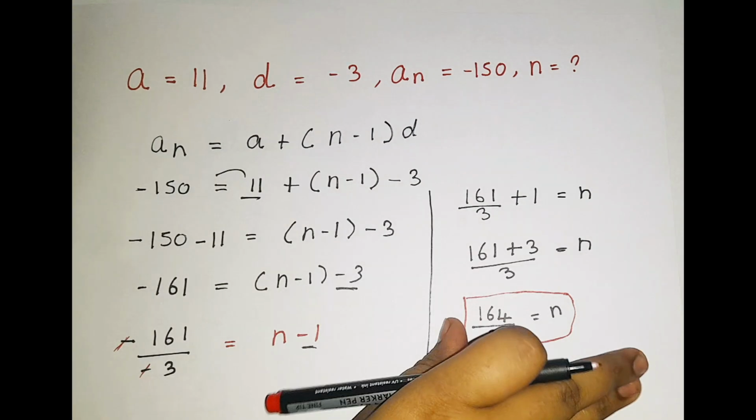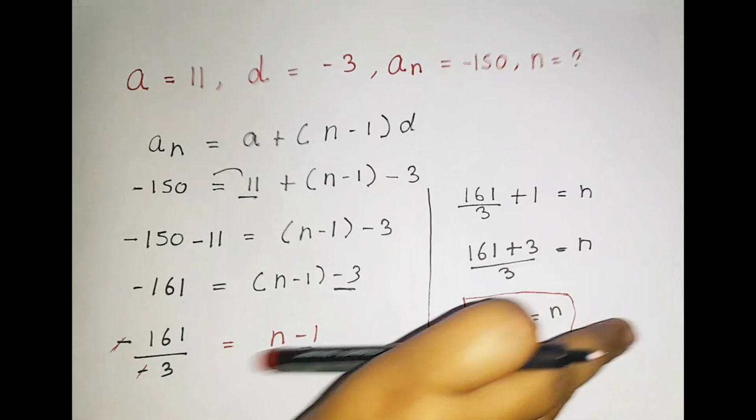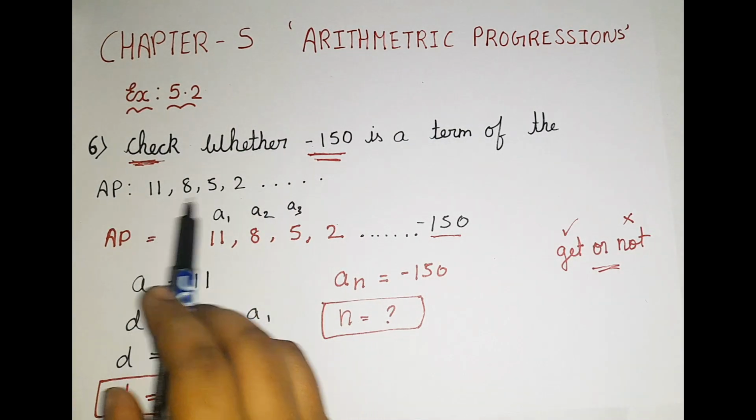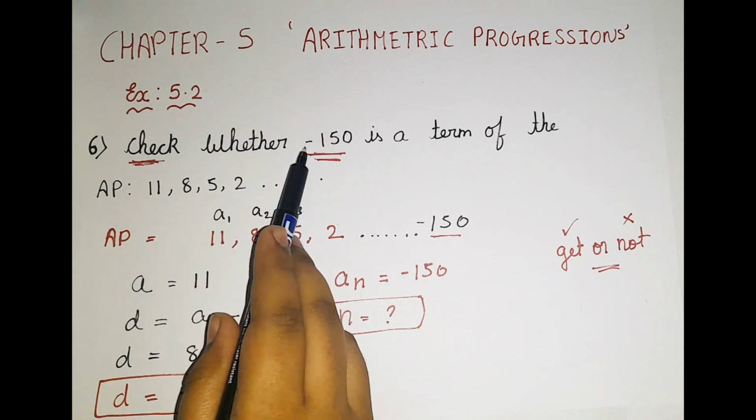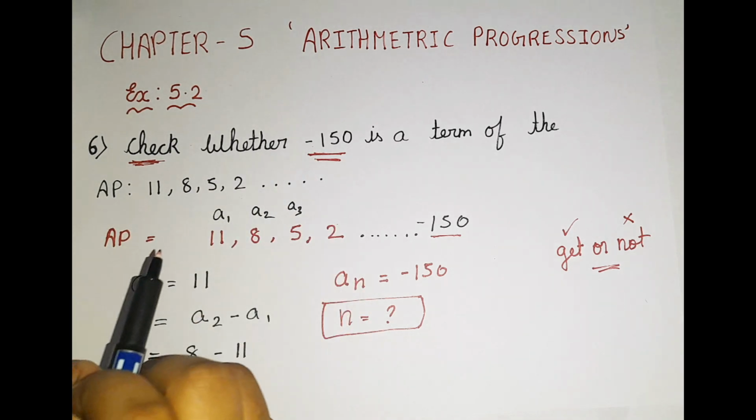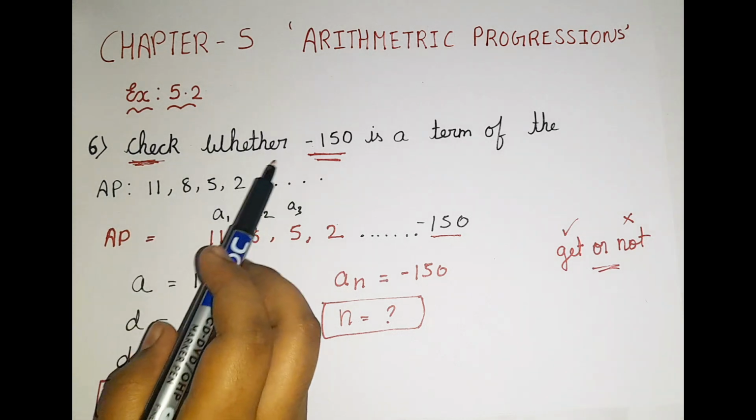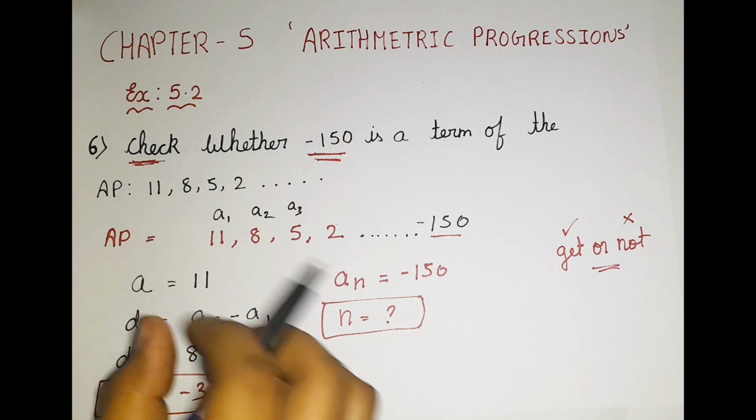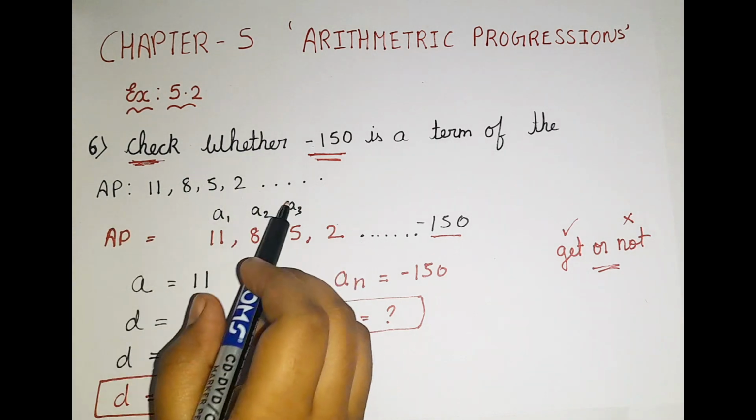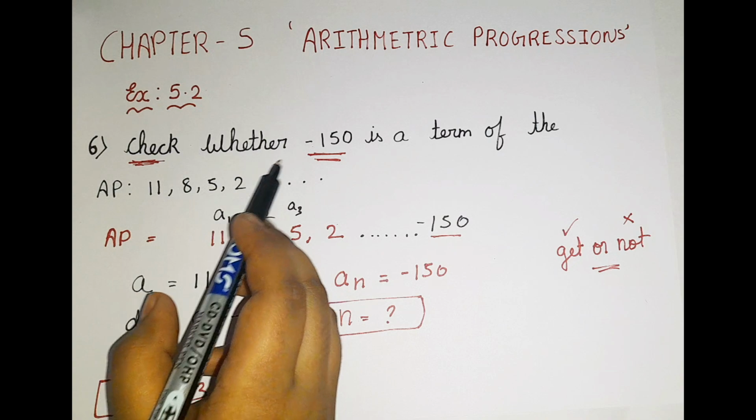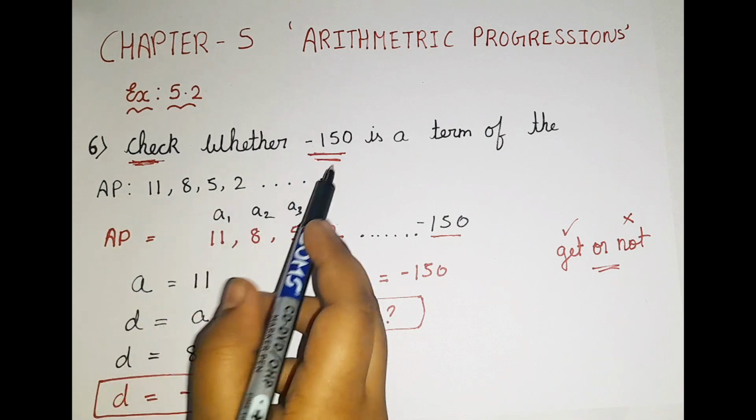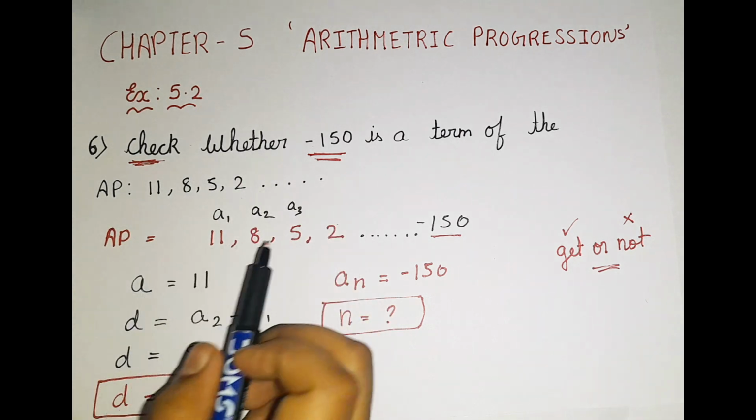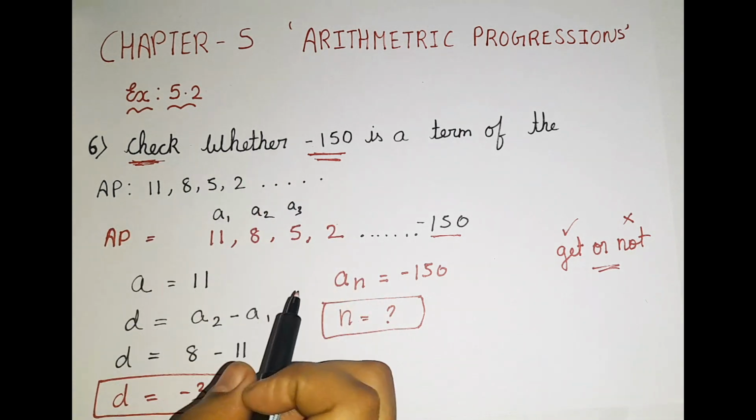Why? Because there is a logical reason, isn't it? Once again, here we have an AP, isn't it? In this AP, everything is in addition form. Only this 150 is in negative form. Then how can we say that it is a term in this particular AP? For a few arithmetic progressions, we might get a negative value in the middle terms. But here it is not at all possible.